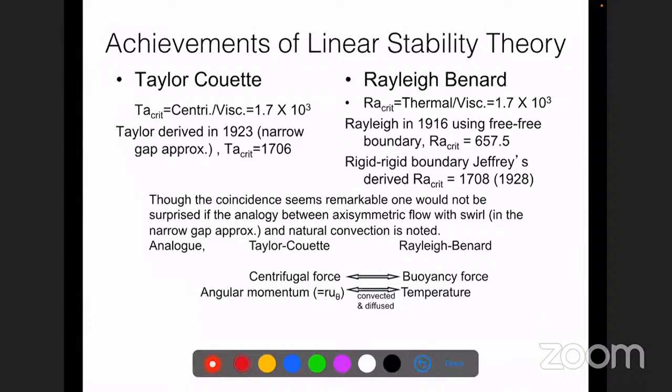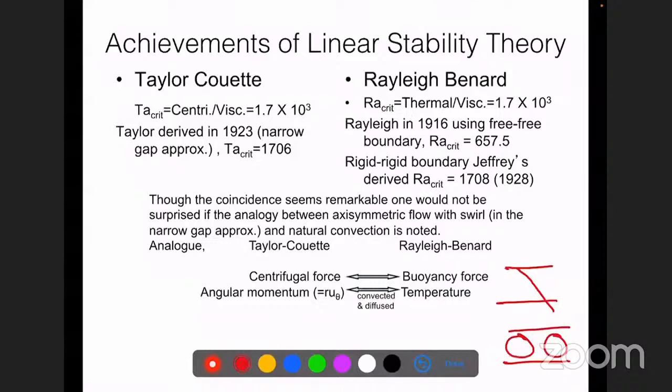When would a motion actually cease to exist and something else would happen? That something else necessarily is not always turbulent, but it is definitely not the state which you started out with. So for instance, in the Rayleigh-Benard problem, you had an initial conduction profile, and this ceases to exist and you start seeing rolls in the problem.